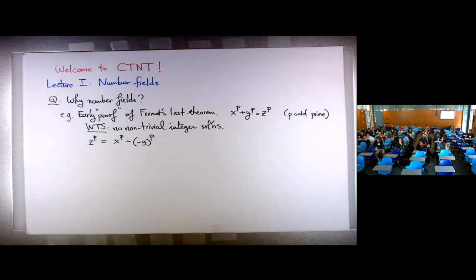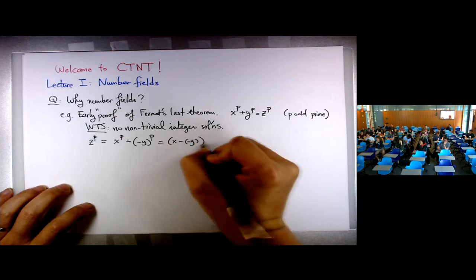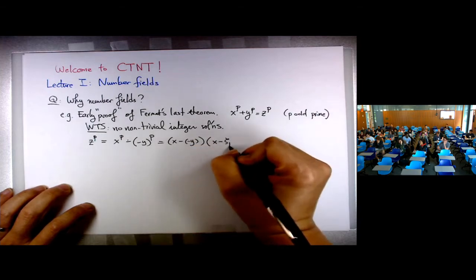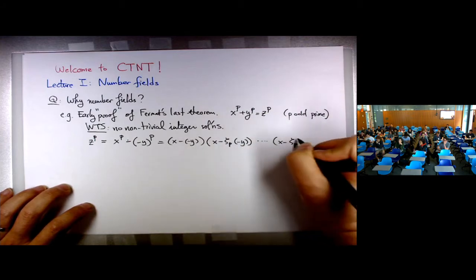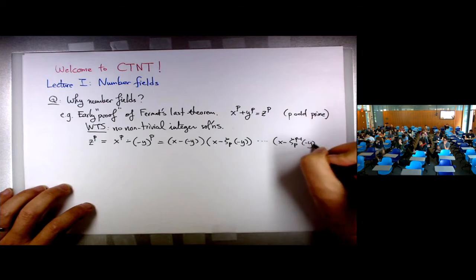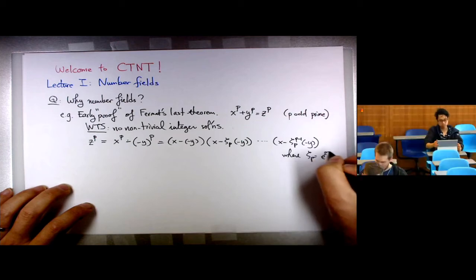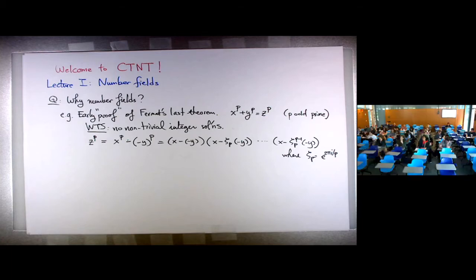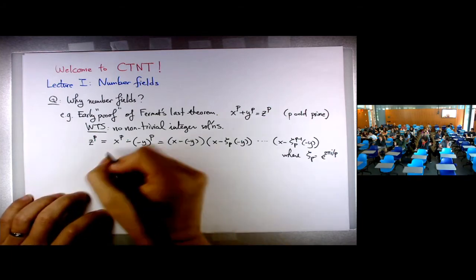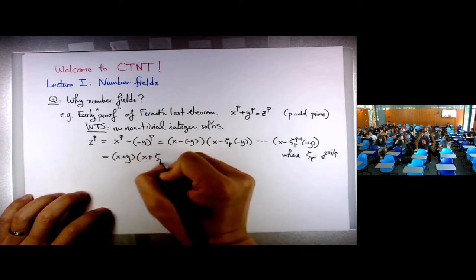And then, just like you factor x squared minus y squared, you have x to the p minus something to the p-th power. You can write it as x minus negative y times x minus zeta_p times negative y, and so on, to x minus zeta_p to the p minus 1 times negative y, where zeta_p is e to the 2 pi i over p. Just like you factor x squared minus y squared as x plus y, x minus y, you have this factorization. Let's rewrite this; traditionally, people like to write it as this.